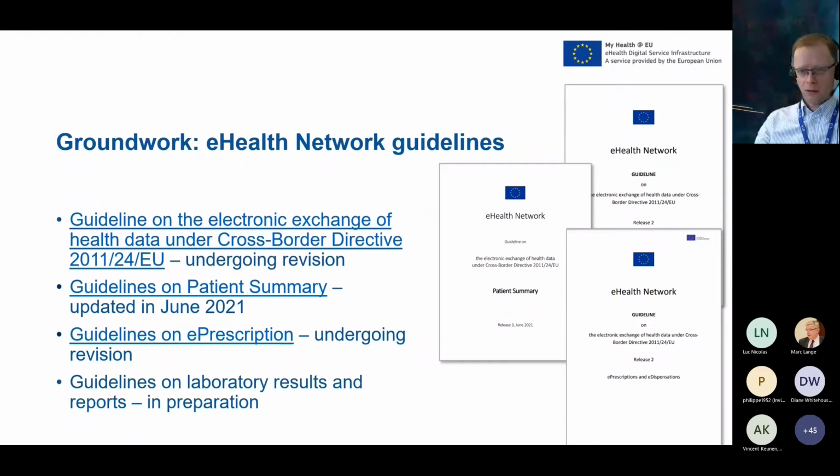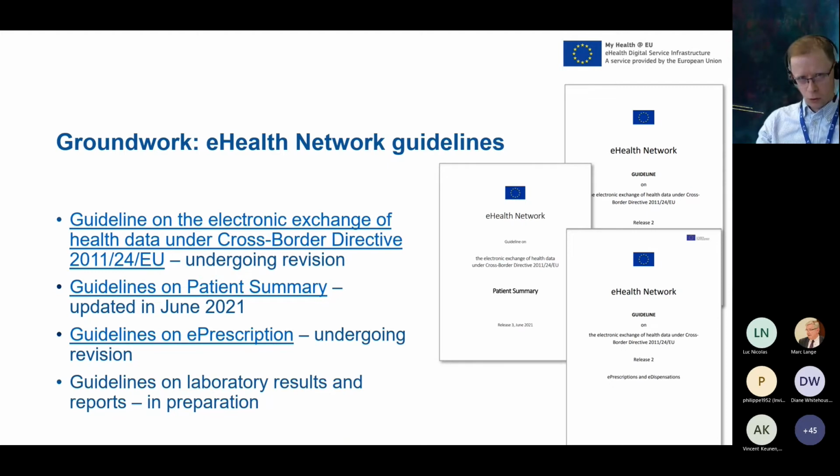You saw already that the EHealth network is one very important governance body here. The EHealth network brings together experts on digital health from all member states, and MyHealth@EU is building on results of that work. The EHealth network has developed a number of guidelines. There is a general guideline on the electronic exchange of electronic health data under the Cross-border Healthcare Directive, which is currently undergoing revision, but the previous version is available. The guideline on patient summary was updated last year, and the guideline on e-prescription is being updated as we speak. Also, there is a guideline on lab results and reports, which is in preparation.